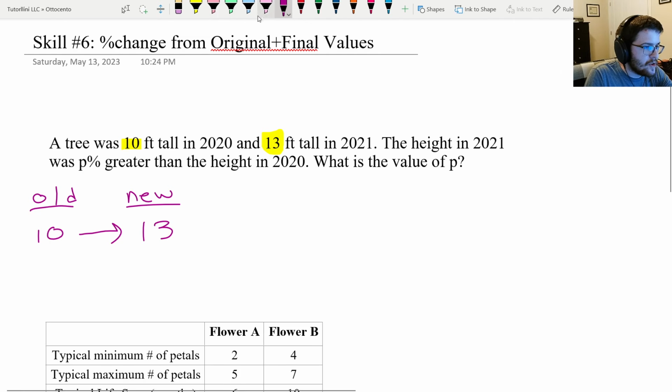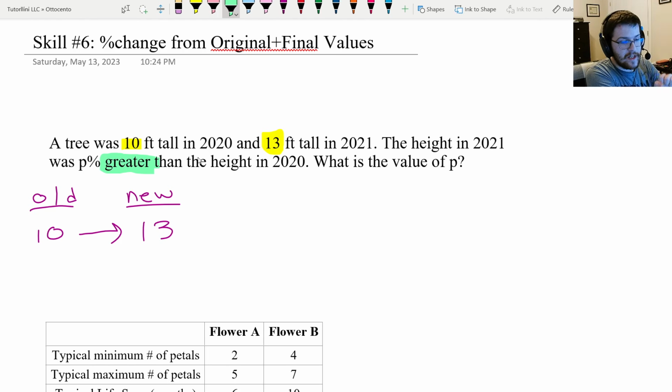Okay, the question wants me to do greater. That's an increase word, right? So let's see, as I go from 10 to 13, is it getting bigger? 10 to 13. Yeah, that's bigger. So I did a good job, right? If I had 13 on the left and 10 on the right, that would be getting smaller, which would be a percent decrease.